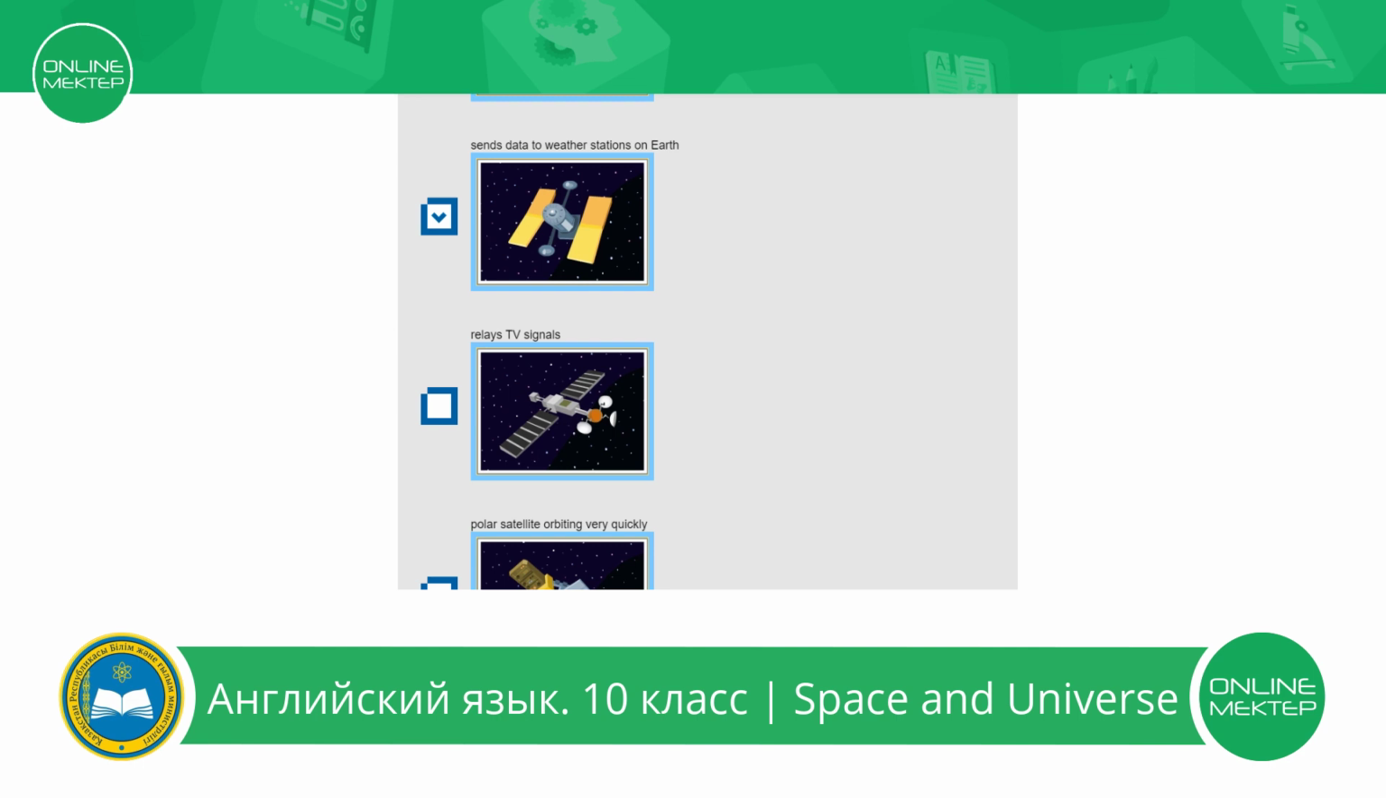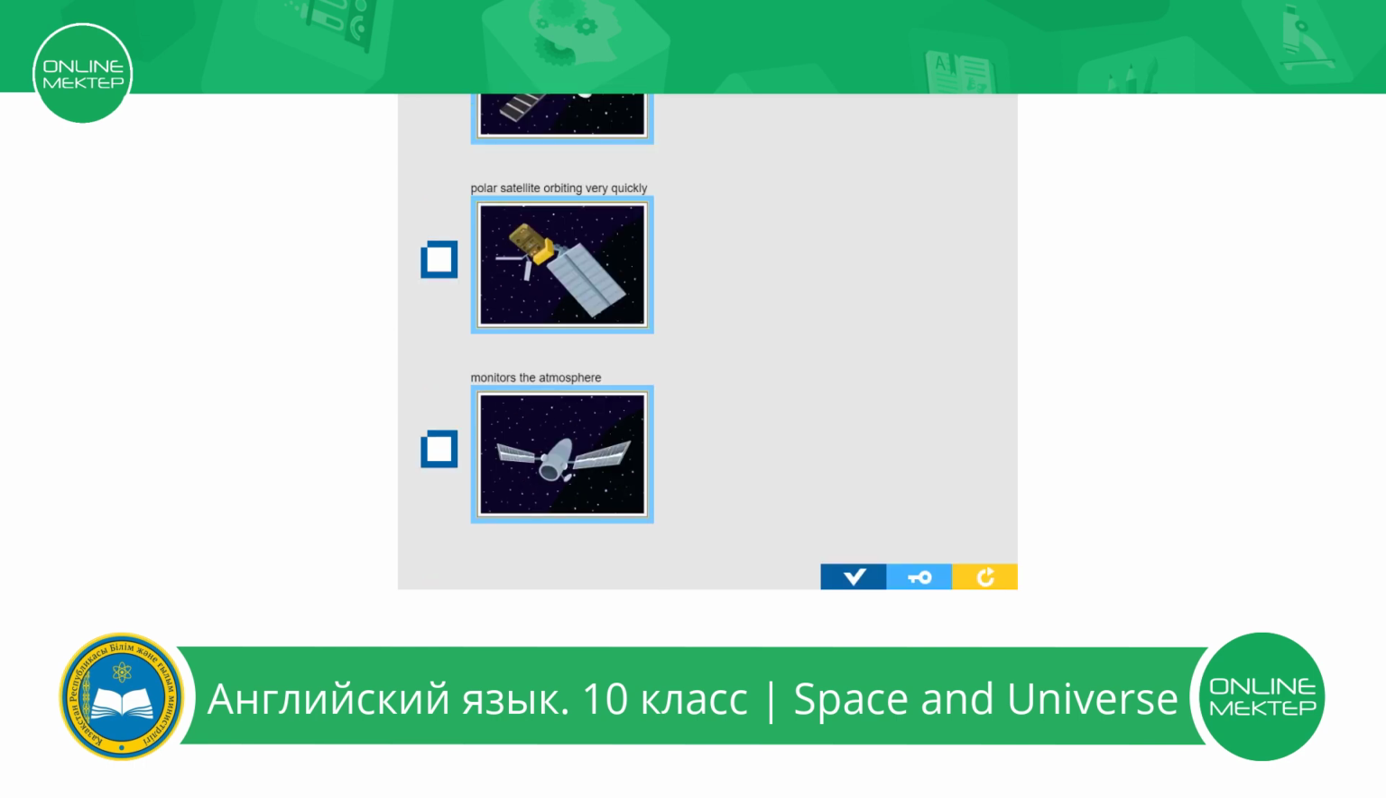Well done. Next one. It relays TV signals. Can this picture represent weather satellites? No, it can't. Next picture. Polar satellite orbiting very quickly. Yes, this is a type of weather satellite. Great. And the last picture. It monitors the atmosphere. Yes, exactly. Weather satellites monitor the atmosphere.